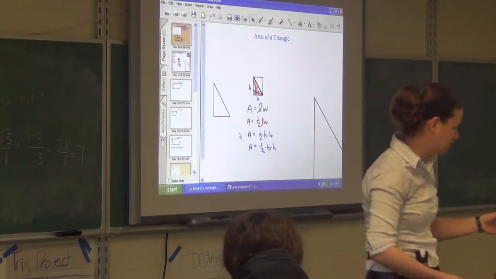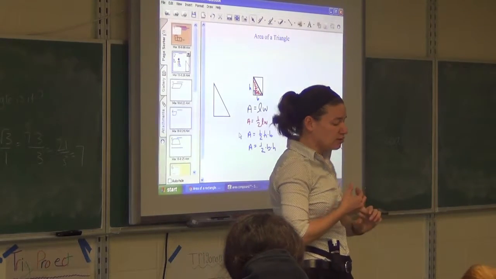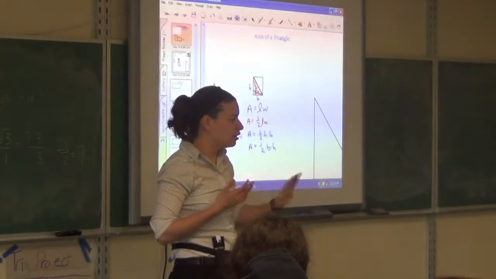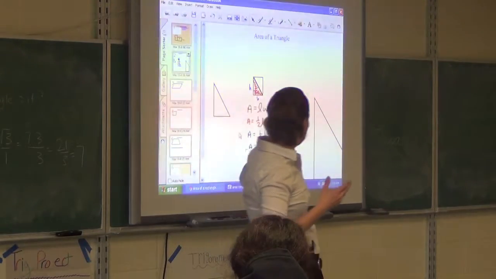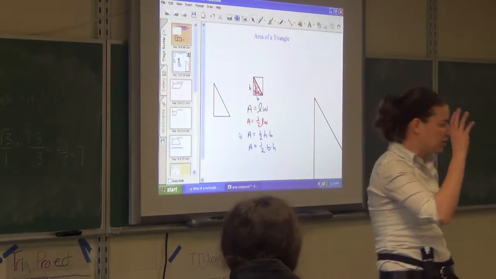Question? Are they all going to go back to the rectangle? They're either going to go back to square, rectangle, or now triangle, okay? And there's not one way to do all of them, alright? So your group may have a different idea than their group, and that's fine, as long as we get the same answer.